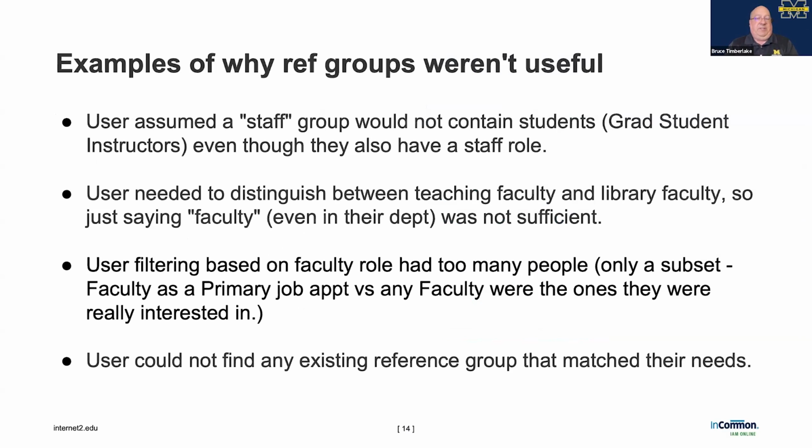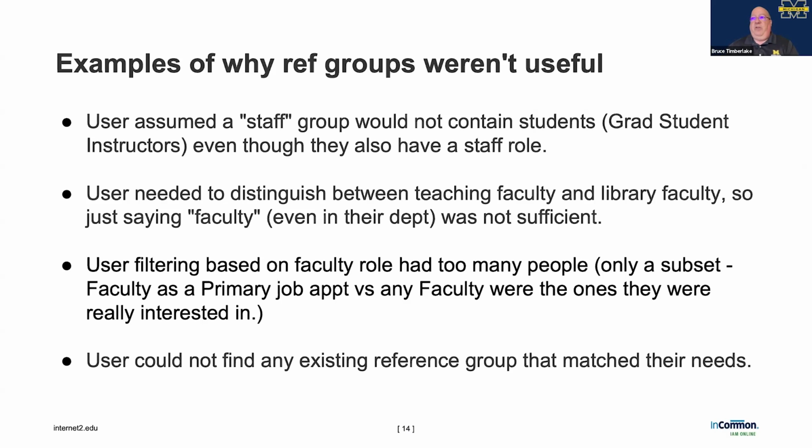So we had some examples here of problems that we had from users. Somebody thought that a staff group should not contain students, which are grad student instructors specifically who have a staff role at Michigan. But they were under the impression, or they wanted a group that truly was staff only, because it was granting access to things that maybe they didn't think that students should have.